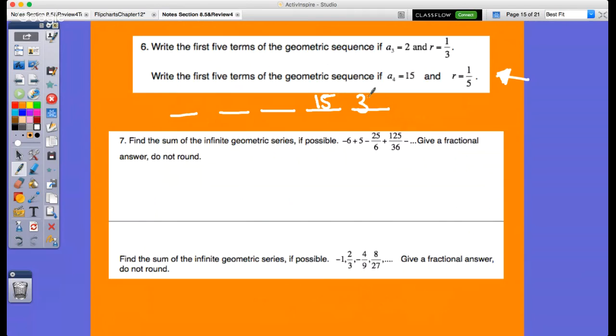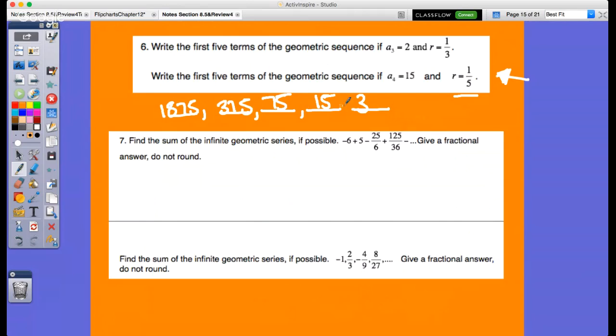Well, if I go 1/5 to the right, if I was going backwards, wouldn't it make sense that instead of multiplying by 1/5, I would multiply by the reciprocal, 5? Well, that's exactly what I'll do. So I'm going to multiply by 5 backwards. And when doing that, I get 75. And when I do that again backwards, I get 375. And when I do that again, I think it's 1875.